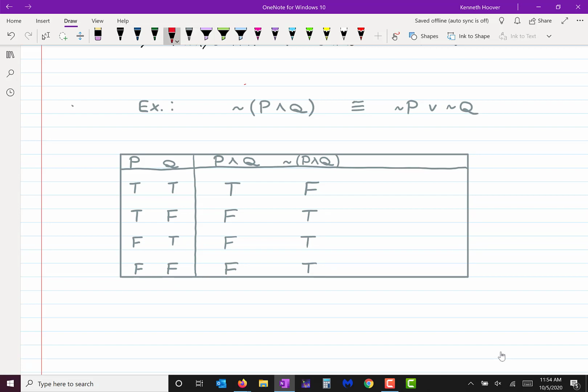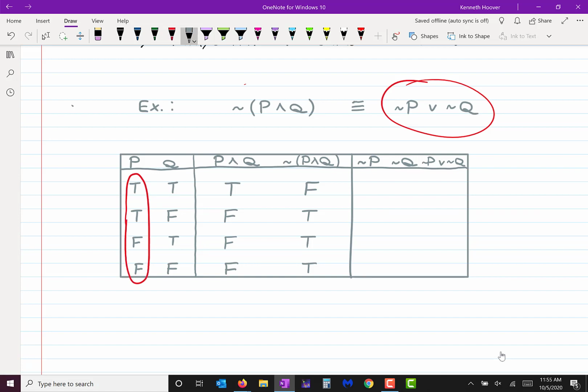Okay. Now let's build in that one. So for that one, I'm going to write a column for the negation of P and a column for the negation of Q. And then I'm going to write the disjunction of those two, which would be not P or not Q. So since I started out in the P column writing true, true, false, false, then in its negation column I'll write false, false, true, true.